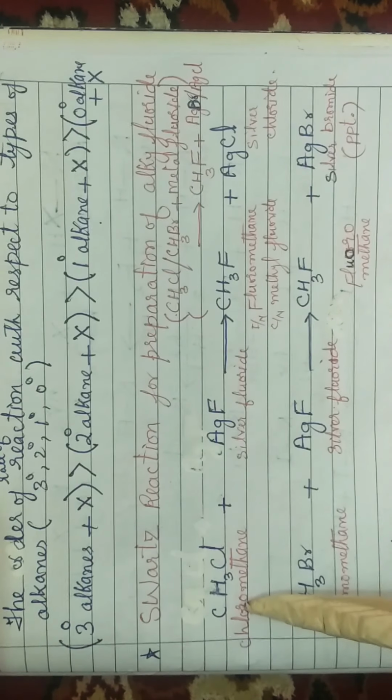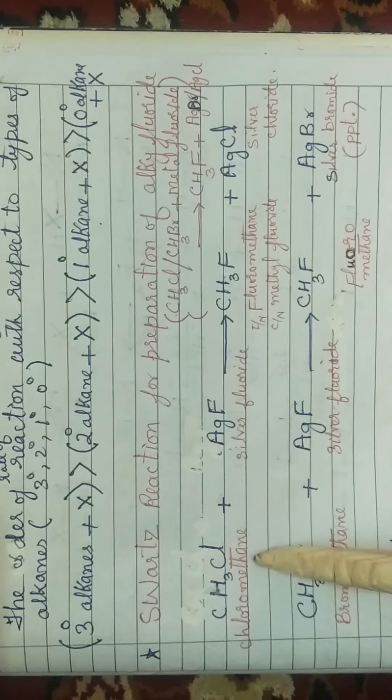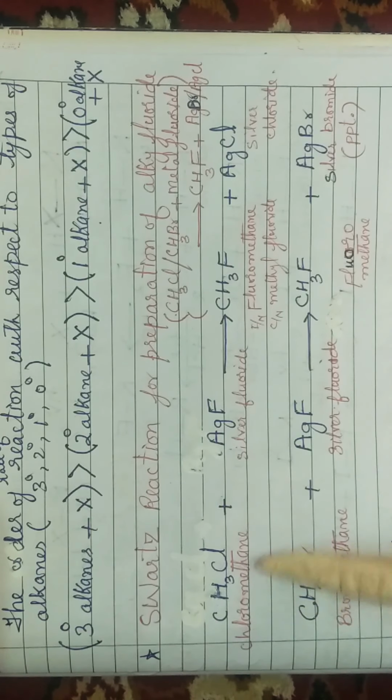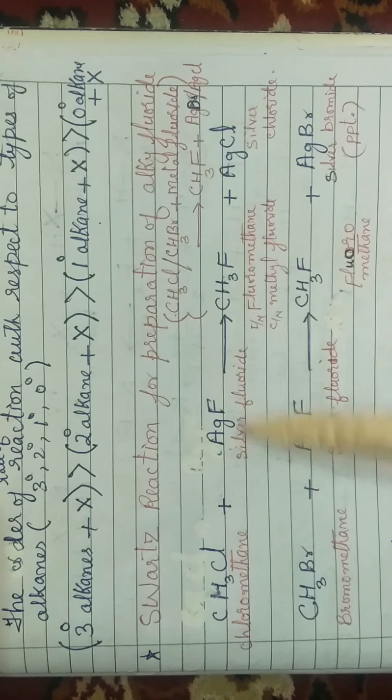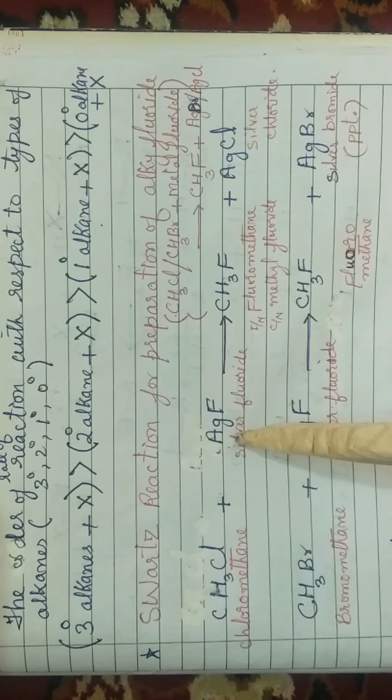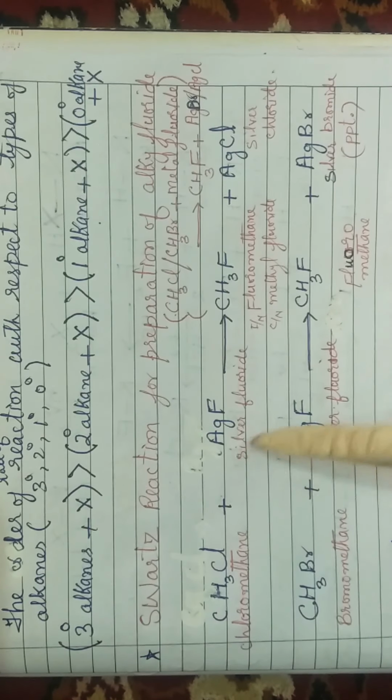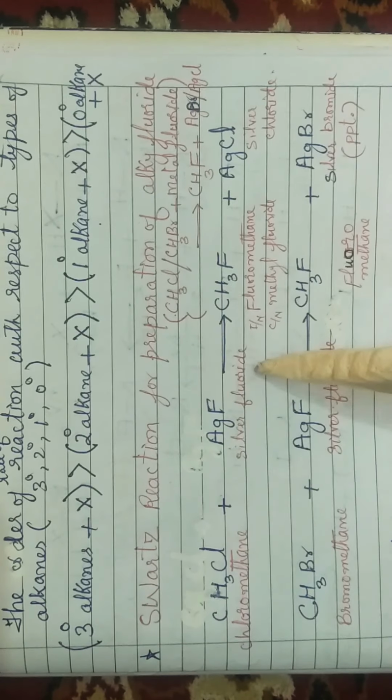What happens in this method? We take chloromethane or bromomethane. It is treated with any metal fluoride. You can have silver fluoride. So chloromethane combines with silver fluoride. You can see this is a metal fluoride.